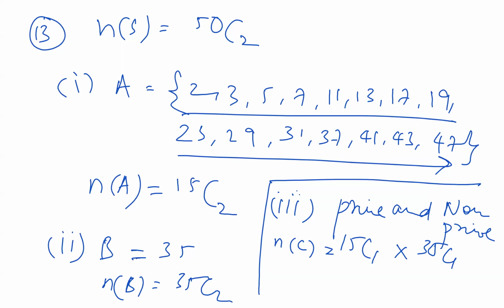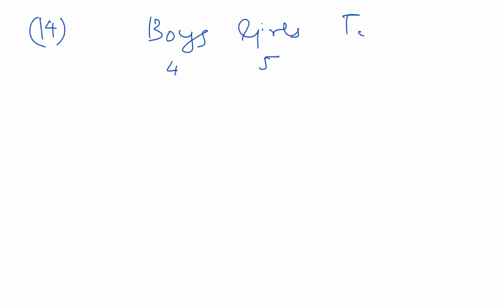Next question, that is question number 14. Out of 9 outstanding students in a college, there are 4 boys and 5 girls. Total is 9. A team of 4 is to be selected for a quiz program. So n of S is equal to 9C4. This is the sample space. Find the probability that there are 2 girls and 2 boys.